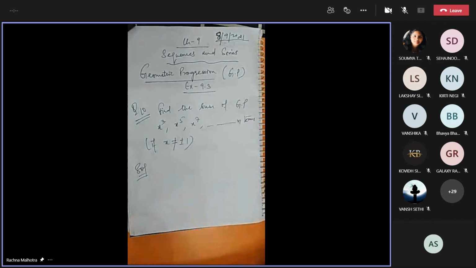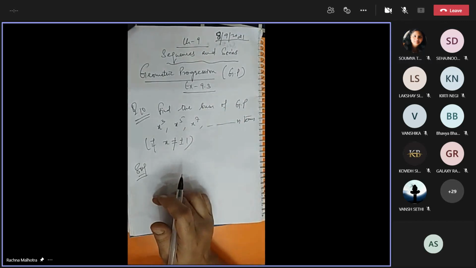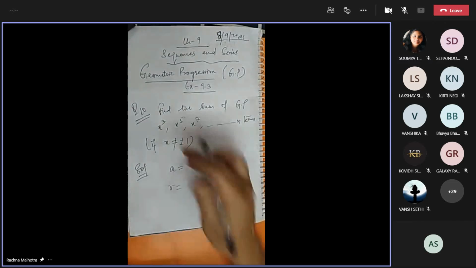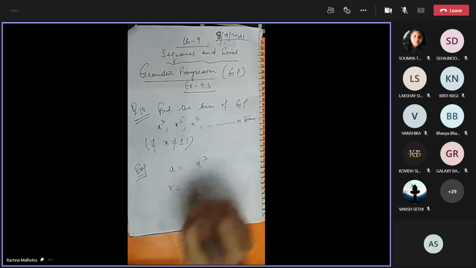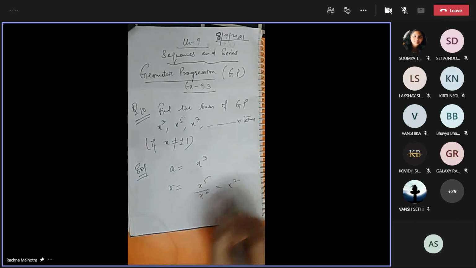So you have to find the sum till how many terms? कहाँ तक का sum हमको check करना है? N terms. So I will check for Sn. Please tell me what is the first term here and the common ratio. The first term is x cube. What will be the common ratio? x square. This is the common ratio.